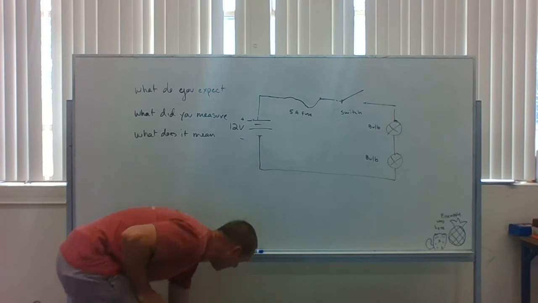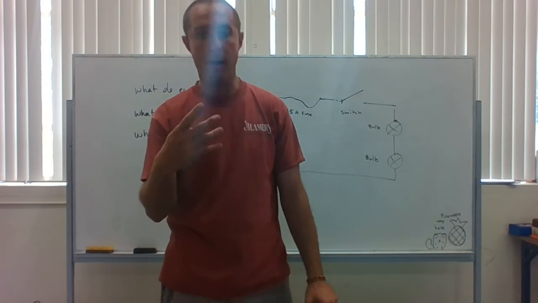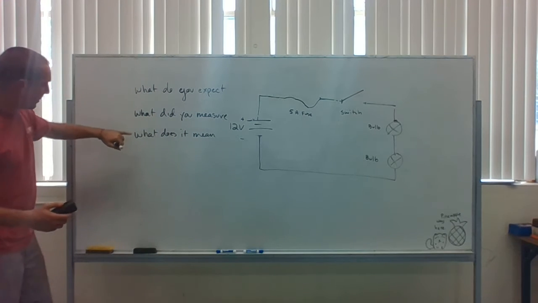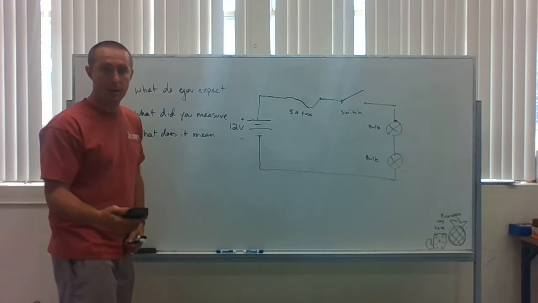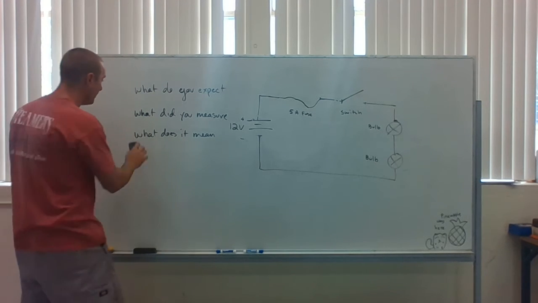Let's look at the 4 types of faults in a circuit, because that's going to help us with this "what does it mean" question. If we can identify what type of fault we're having, there's a different process to finding the solution to that.